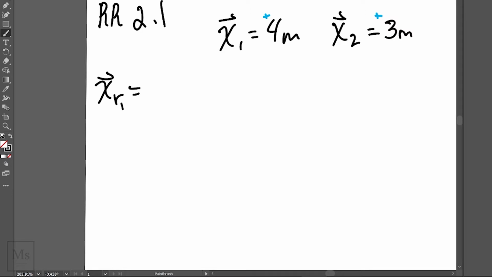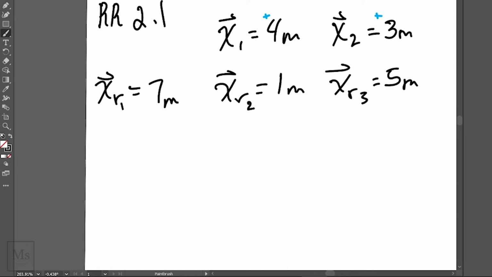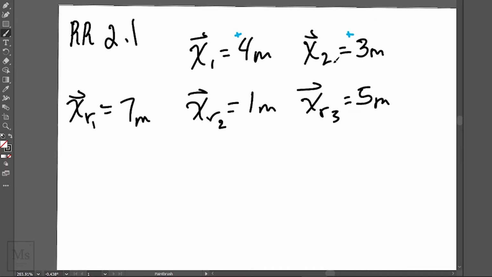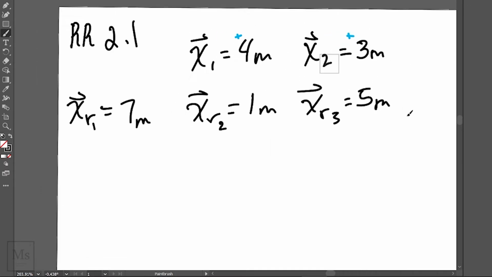Well, I'll say xr1 of 7 meters. Also, what about xr2? What did it say, 1 meter? And xr3, what about 5 meters? Okay, well, mathematically speaking, we can already see how we can get 7 and 1 from 4 and 3.